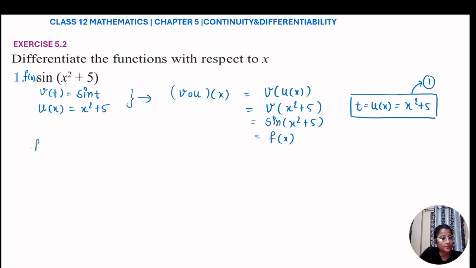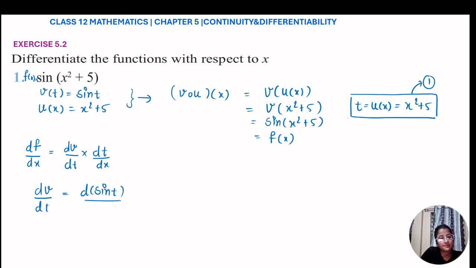Now we have to differentiate f, which is denoted by df by dx. We're going to use the chain rule here. Your first function is v, the outer function, so we will differentiate v with respect to t, because our v function is in terms of t. Then we will differentiate t with respect to x. What is t here? T is this, we will use it here. So we have to find dv by dt and dt by dx. That means we have to differentiate v with respect to t, that is, differentiating sin t with respect to t.